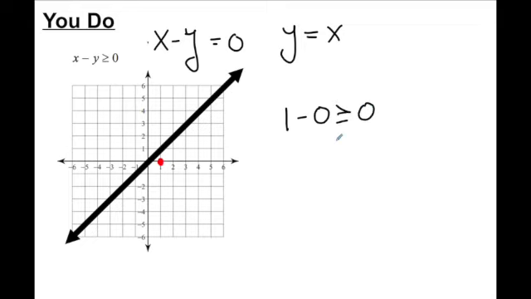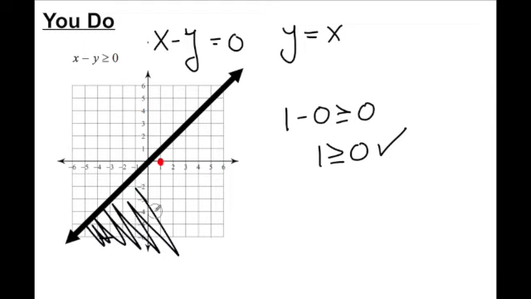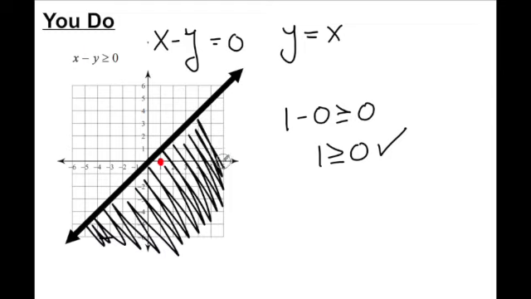than or equal to 0. So I get 1 is greater than or equal to 0. Is that true? It is. So that means I'm going to shade on the same side of the line as (1, 0), because it made the inequality true.